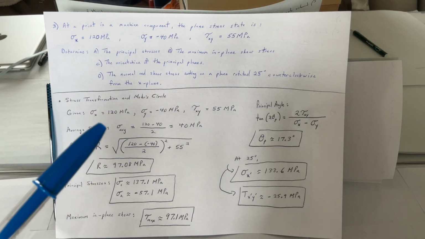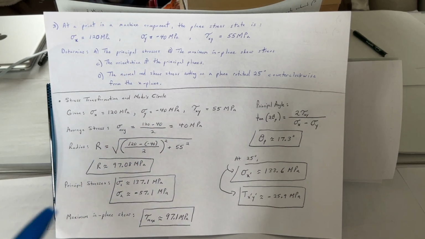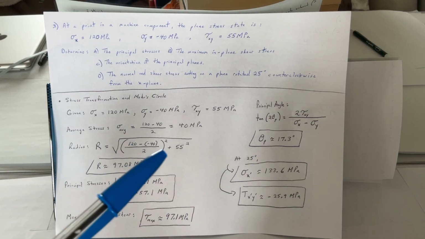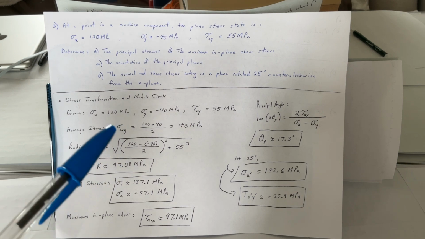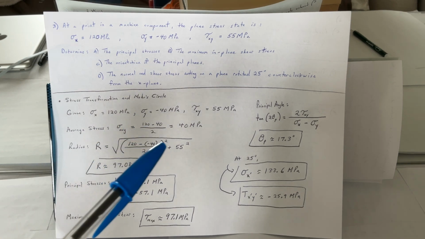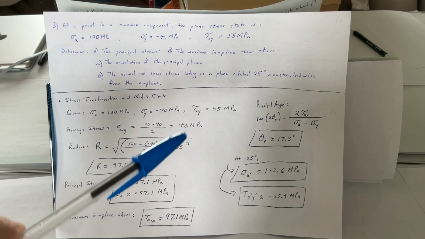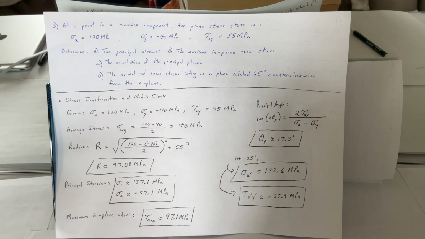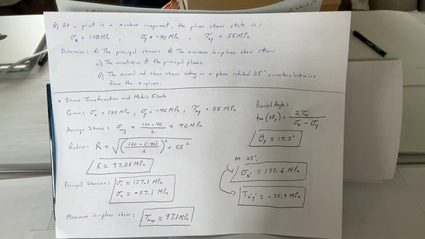Average stress is going to be that sigma sub AVG equals 120 minus 40 over 2. You get 40 MPa. Then we're going to use the radius formula, R equals square root. Substitute the quantities we need. We have that 120 minus that negative 40 over 2. We're going to square it. And then we're going to add 55, that tau sub xy, 55 squared to it. So that's just the radius of about 97.08 MPa.